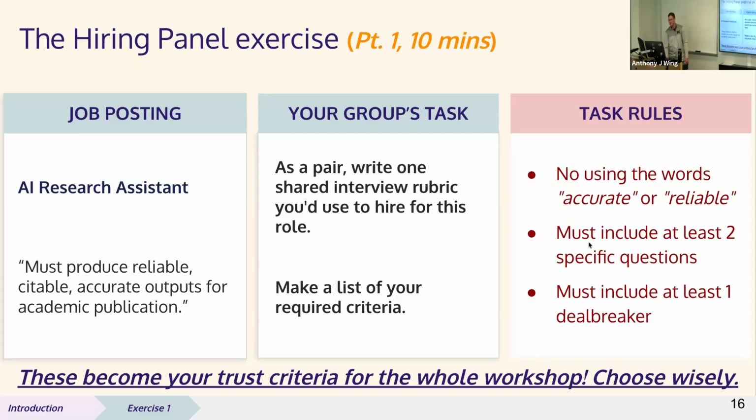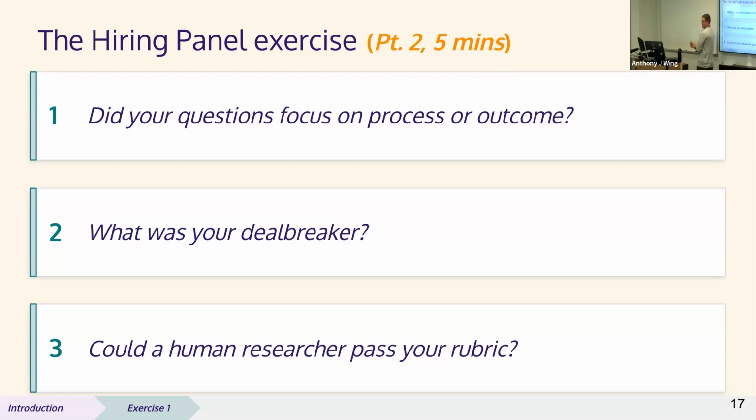You also have to include at least 2 specific questions that you would ask this assistant to verify that they would be good for the job, and then at least 1 deal breaker, right? So think about those things for a little bit. We're going to take about 10 minutes with this. Pair up with somebody, anybody that you want. I'll be walking around, and then we will come back together after this and see where we're at. For the sake of time, let's come back together.